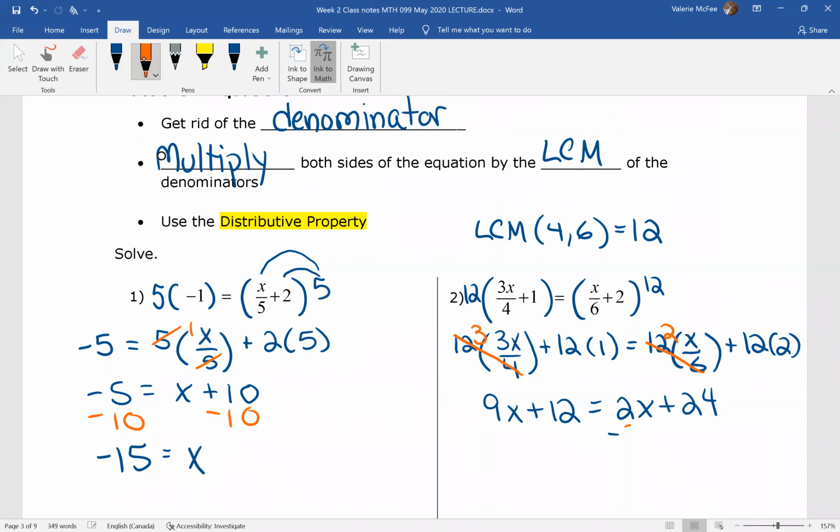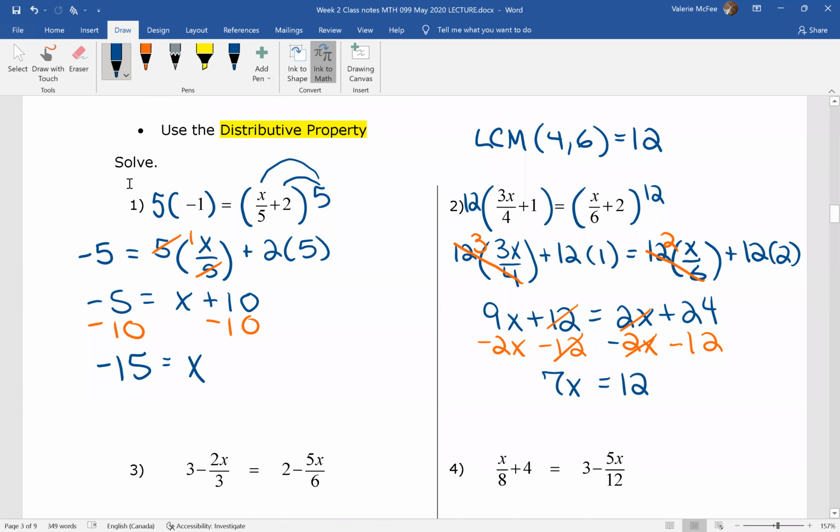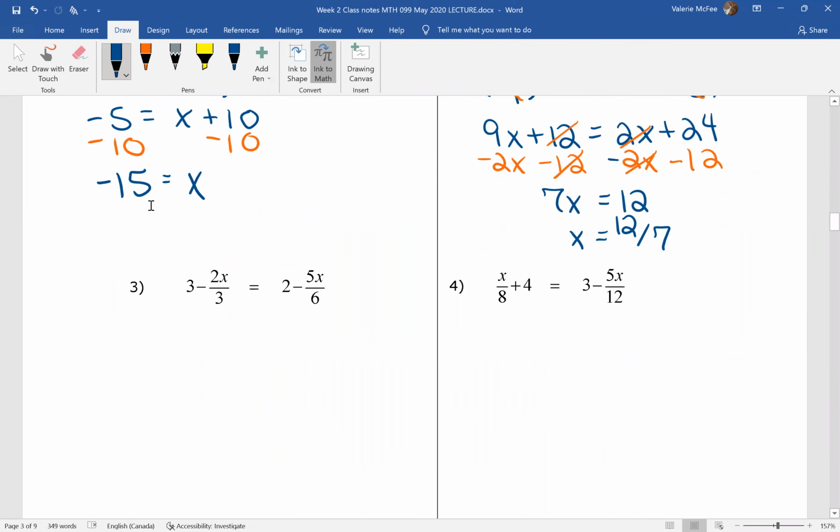We want our terms with x on the same side. 2x minus 2x is 0. We want our terms without x on the same side. 12 minus 12 is also 0. 7x equals 12. Divide both sides by 7. X equals 12 over 7. Pause your video and try question 3.